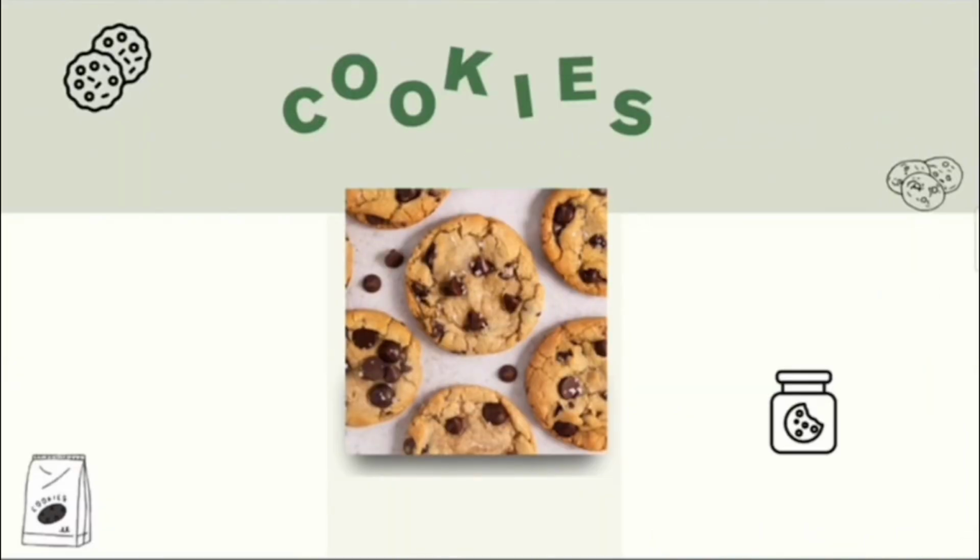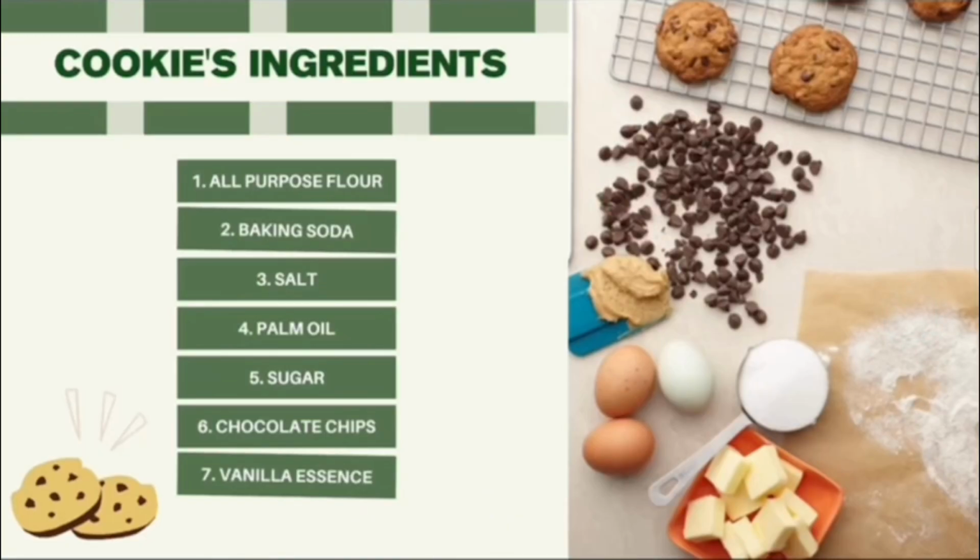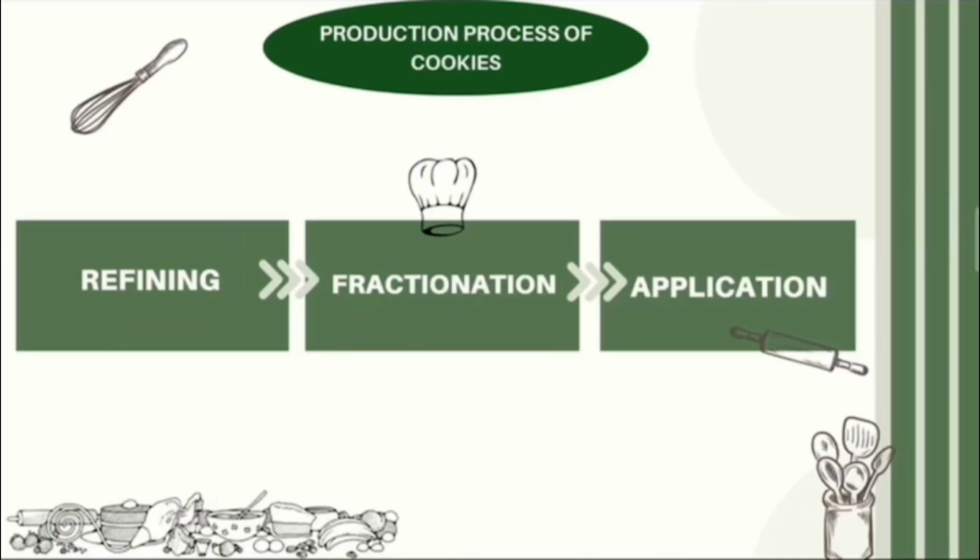Next is cookies. So the cookies ingredients are all-purpose flour, baking soda, salt, palm oil, sugar, chocolate chips and vanilla essence. The production process of cookies is refining, fractionation, and application. So the oil is refined and fractionated. The refined oil is chilled to solidify and form crystals. The solidified oil is then filtered to separate it into olein and stearine.